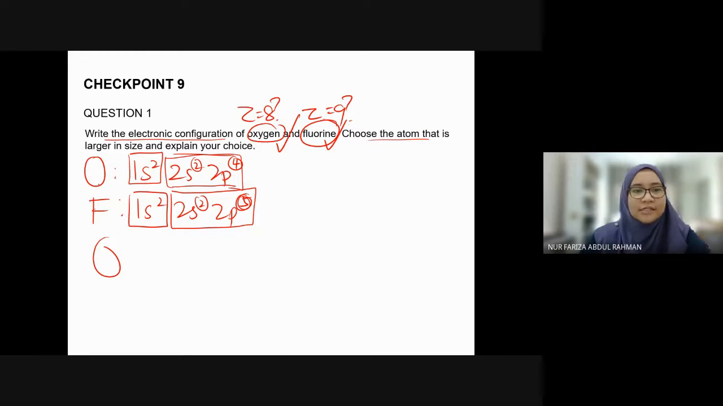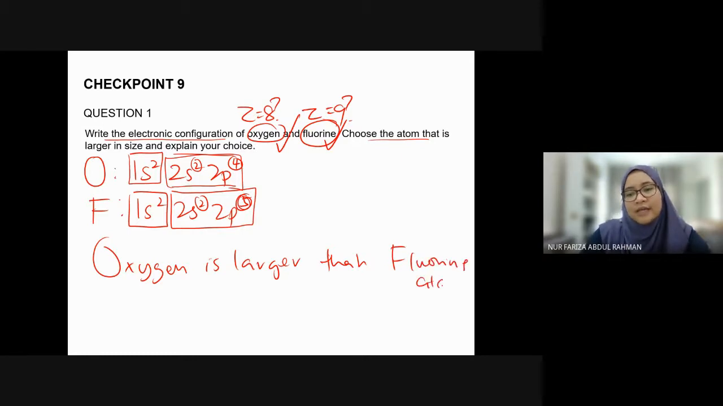Choose the atom that is larger, so the answer would be oxygen is larger than fluorine atom lah. So let's specify that, okay? Oxygen atom is larger than the fluorine atom. Okay, we are done with this one.